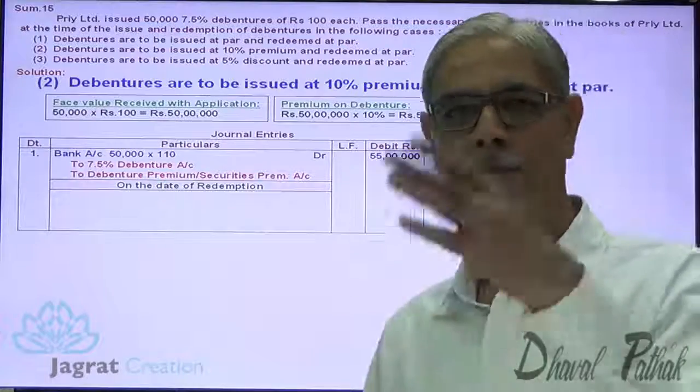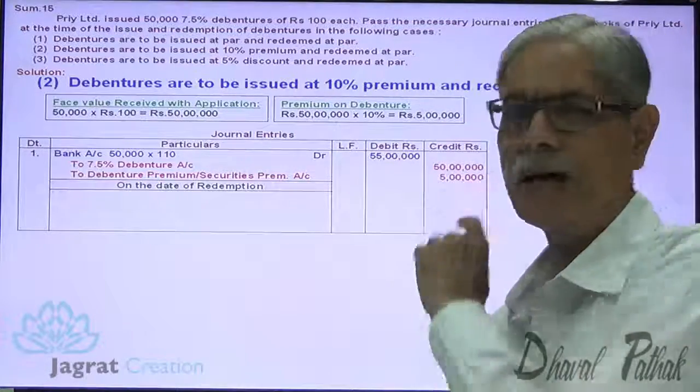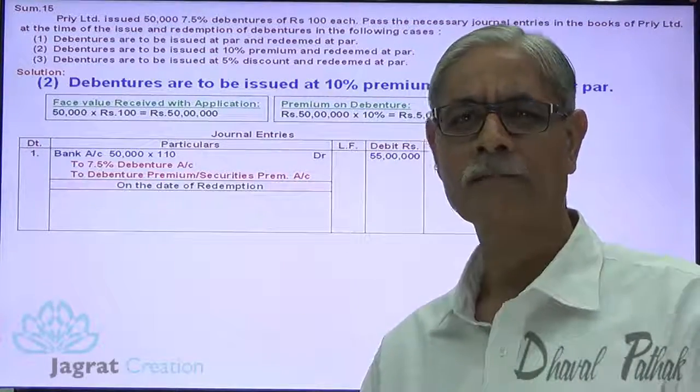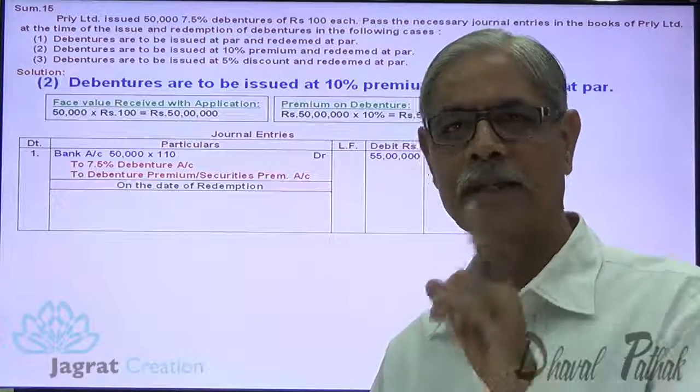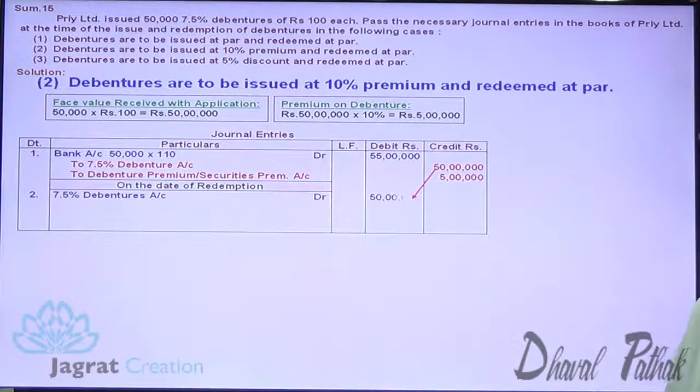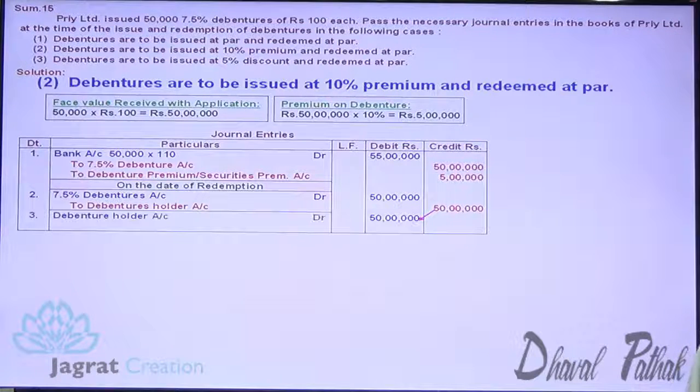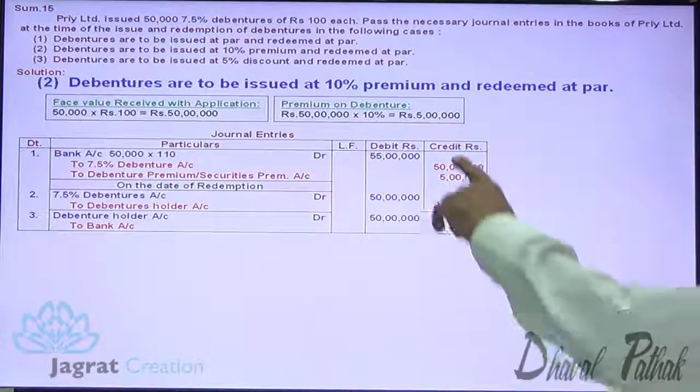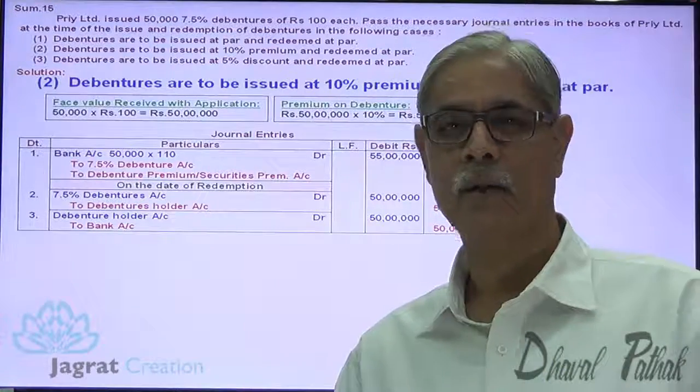On redemption, redemption is at par. Though we have received 55 lakhs, we are going to redeem only 50 lakhs. So redemption at par means the identical entry. Debentures account debit 50 lakhs to debenture holders account credit. Debenture holders account debit to bank account credit. This is how the redemption entry gets recorded.